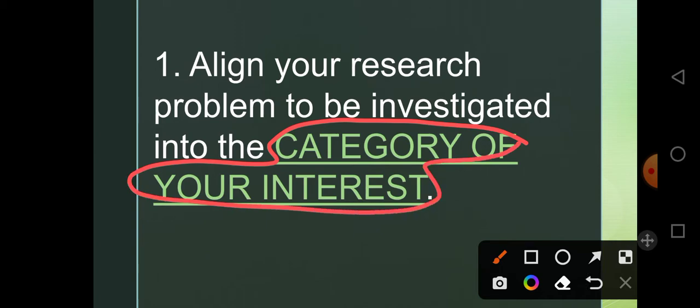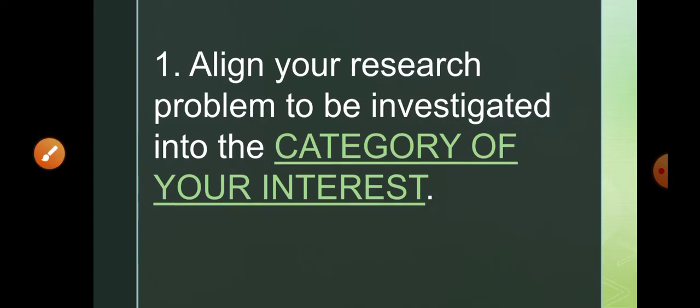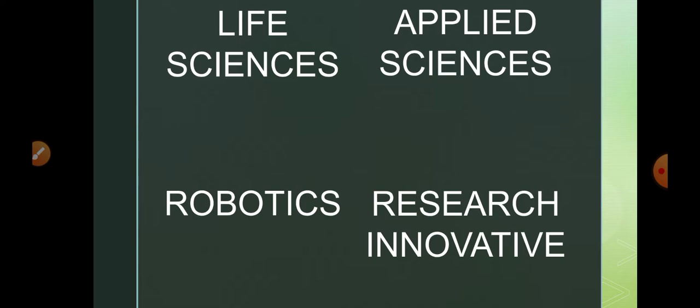Remember, class, that if you choose an SIP category, it must trigger your curiosity, so that you can show interest, have more motivation, and more enthusiasm in conducting your study. So we have here the four categories of SIP. We have life sciences, applied sciences, robotics, and research innovative. So class, for each category, there are actually still different disciplines, subfields, and subcategories. Okay? So let us try to identify what are the possible subcategories for each SIP category.